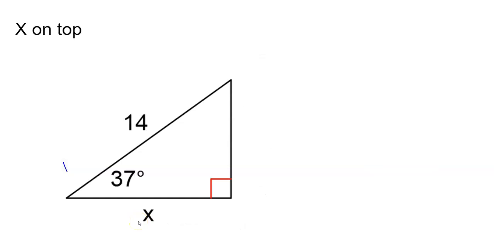So the way we use these to figure out missing sides is by setting up equations. The first thing I need to do is label the sides that I have. So my reference angle is this 37 right here. I know that this is my hypotenuse, and this is my adjacent. When I look back at my trig ratios, the one that uses adjacent and hypotenuse is cosine. So I know that the cosine of my angle, which is 37 degrees, equals adjacent over hypotenuse.